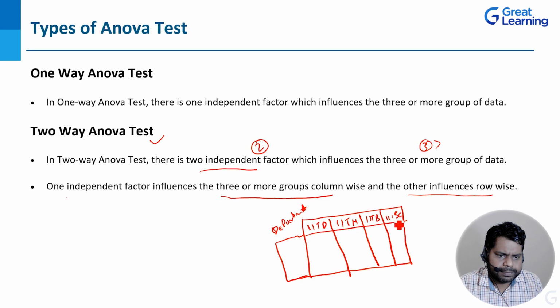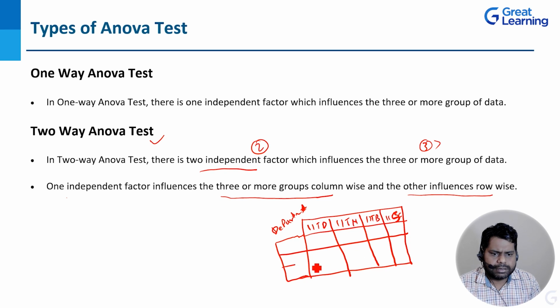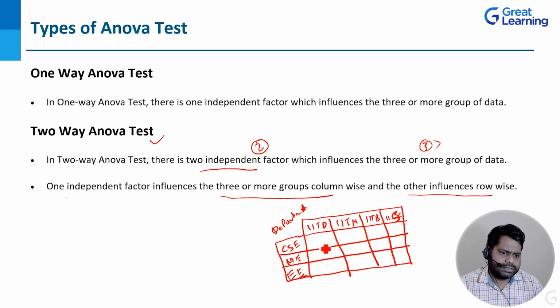Sorry, IISc Bangalore, and there are three departments. One is CSE, another one is mechanical engineering, and another one is electrical engineering, and their annual package. Let's suppose the students get placed, what is the annual package across the different universities and across the different departments.